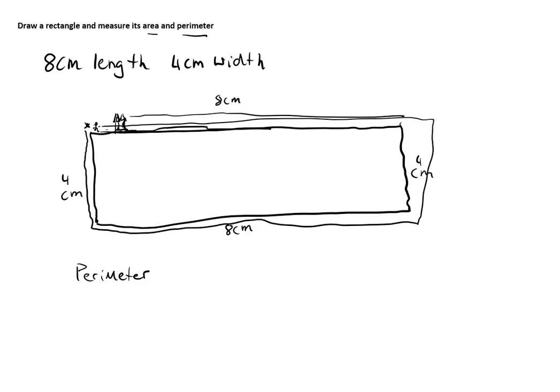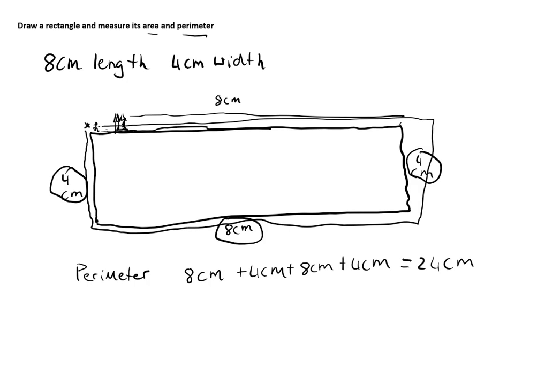So if you travel the first line, you're going to travel 8 centimeters. And if you travel the second line, that's going to be another 4 centimeters. Then you need to travel again this line, which is another 8 centimeters. And finally you need to travel this distance, which is another 4 centimeters. So let's add them together. Well, 8 plus 4 is 12, 12 plus 8 is 20, and 20 plus 4 equals 24 centimeters. And then the perimeter is equal to 24 centimeters.